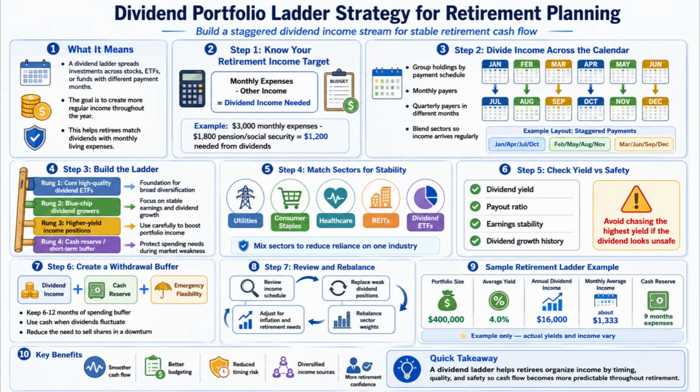To begin with, calculate how much dividend income you actually need. Subtract reliable income sources, such as a pension or Social Security, from your estimated monthly expenses. For example, if your monthly expenses are $3,000 and other retirement income provides $1,800, your dividend portfolio needs to generate approximately $1,200 per month. Next, arrange your investments according to their payment schedules.